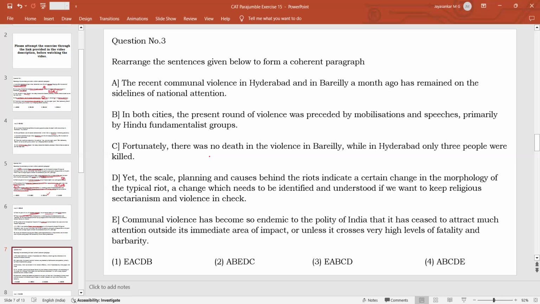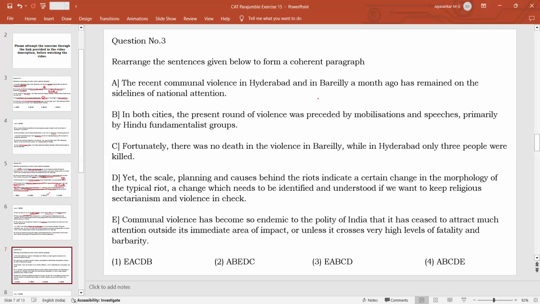The two communal riots that happened in Hyderabad and Bareilly were not focused on much by the media, and did not receive much national attention. Why? Because there was a very limited number of deaths. But the scale, planning, and causes, the way in which communal violence is spreading nowadays in the cities, need to be understood properly in order to control them. These are the things stated in the passage. So this is fairly easy once you understand the important things.